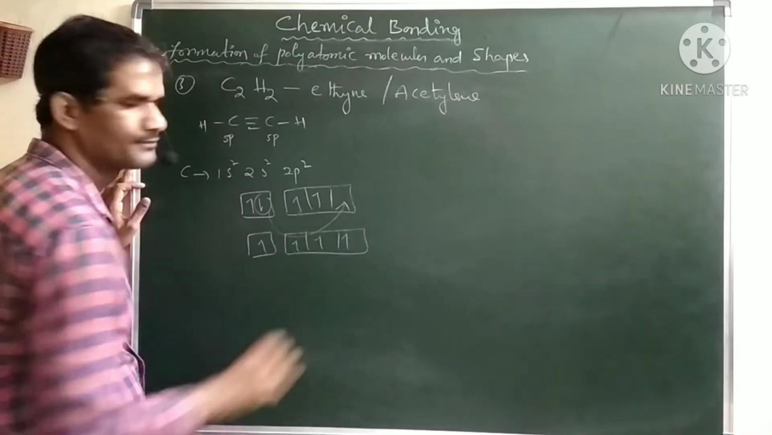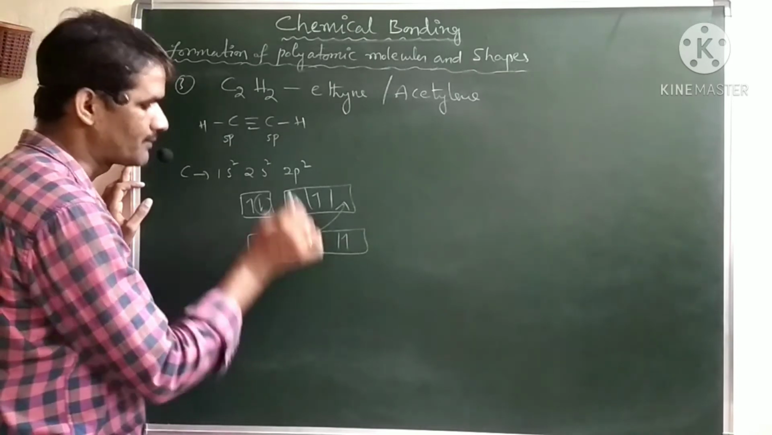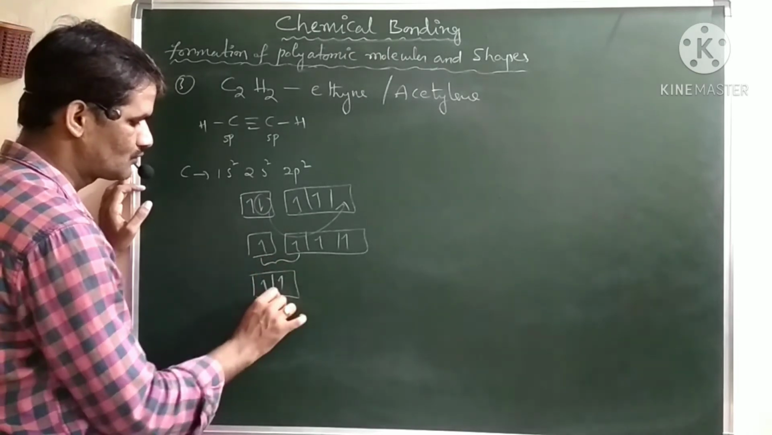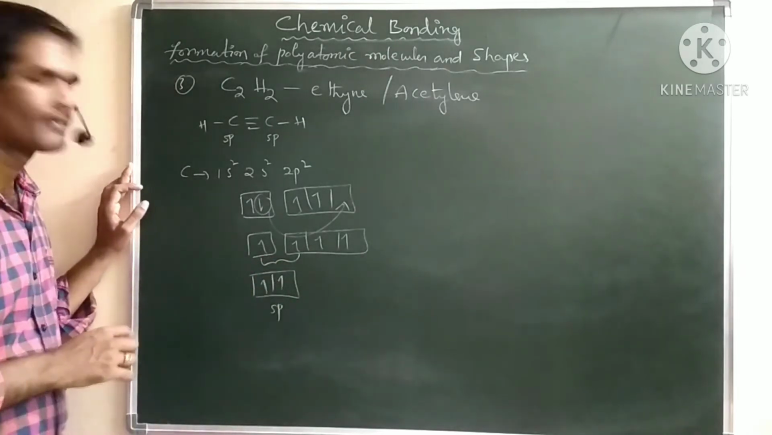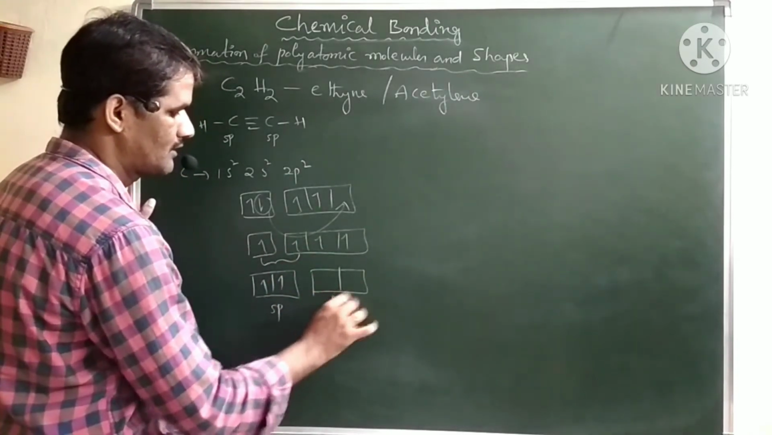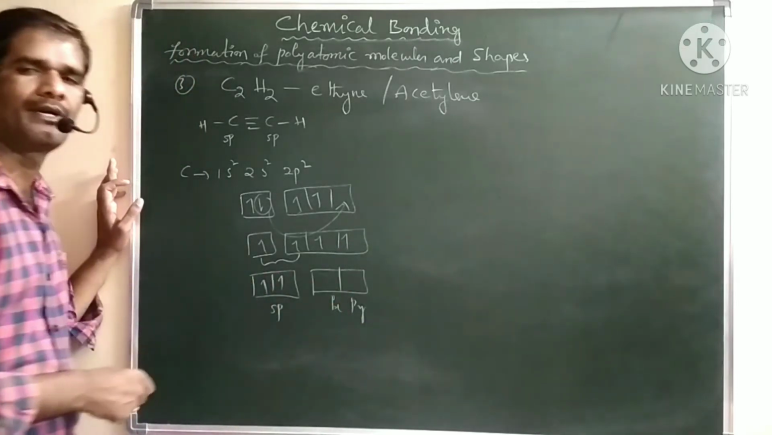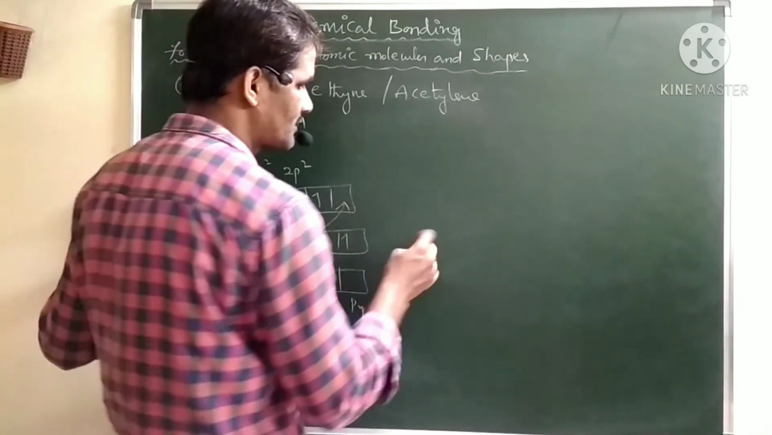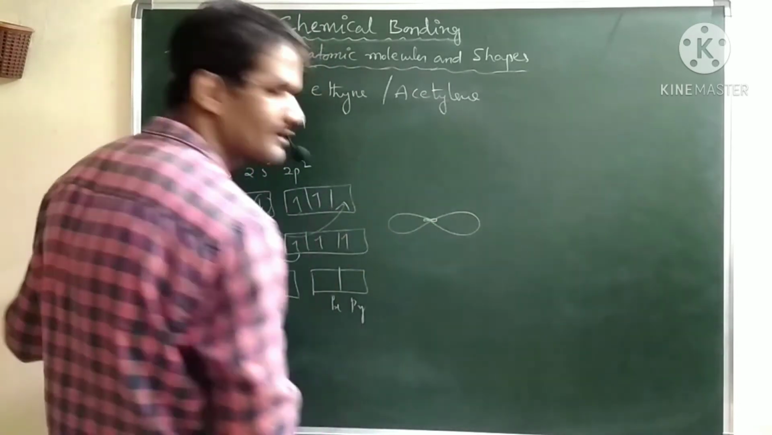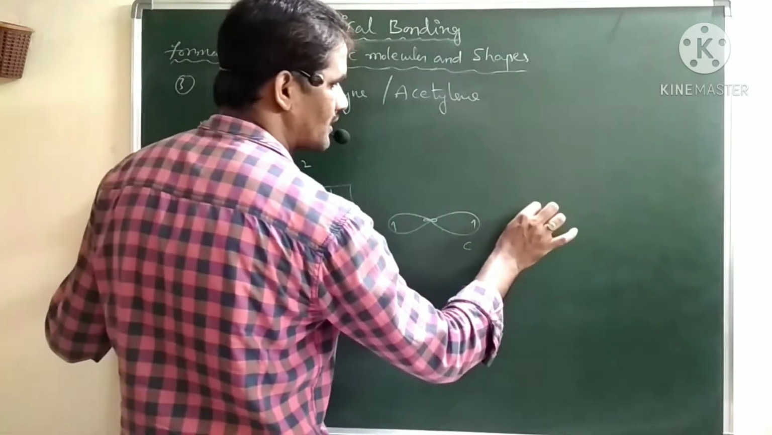Now out of these 4 unpaired electrons, one s orbital and one p orbital undergo hybridization and form 2 sp hybrid orbitals. Next, 2 more p orbitals will remain as atomic orbitals, these are px and py. 2 orbitals are atomic orbitals, these are the hybrid orbitals. Now see the structure here. Again each carbon's sp hybrid orbitals are linear in nature, with one electron, on one carbon of this one, and another carbon also.